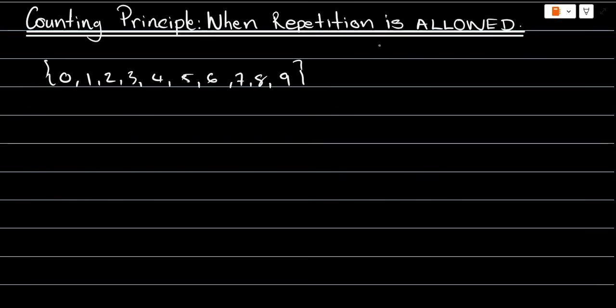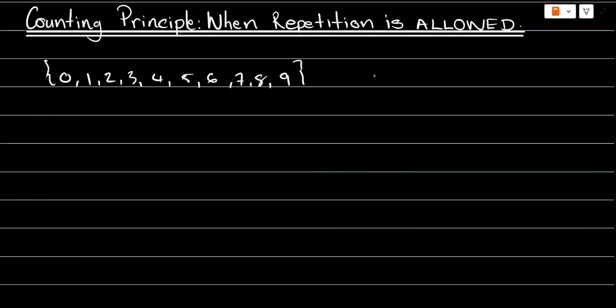What does it mean? Let's take an example where we are trying to create a 4-digit code, where repetition is allowed. What does it mean to have repetition being allowed in creating a 4-digit code? This is what it means.